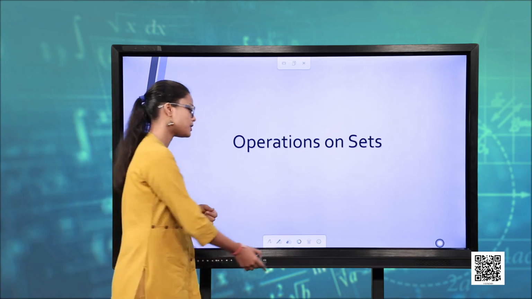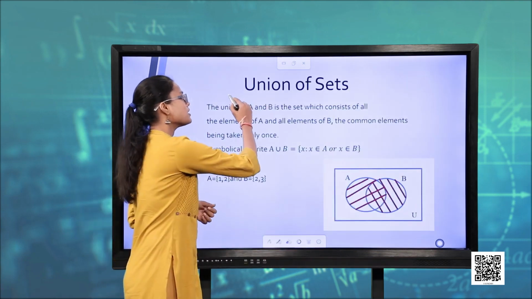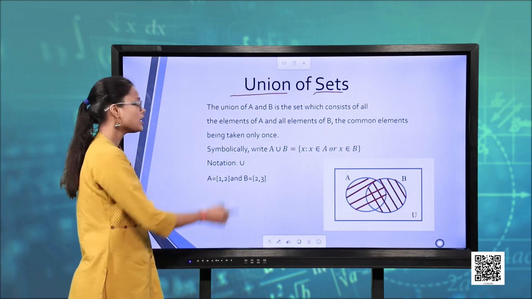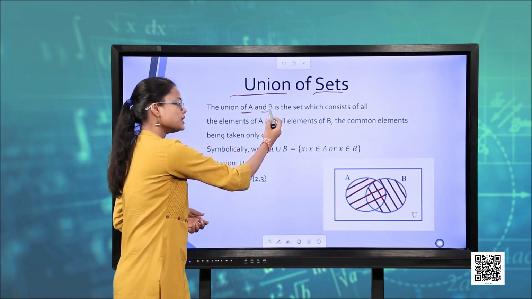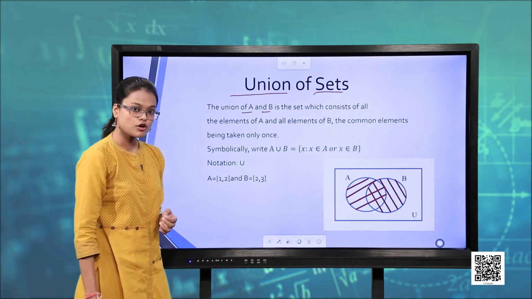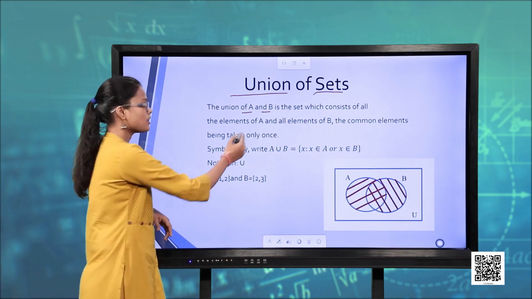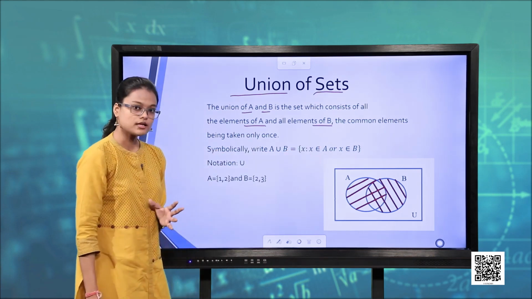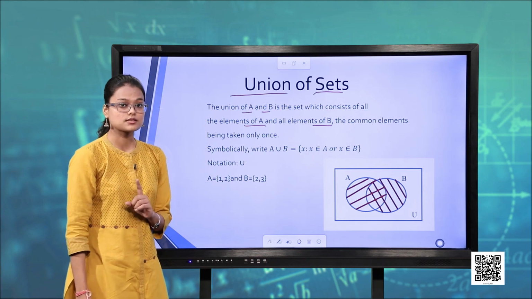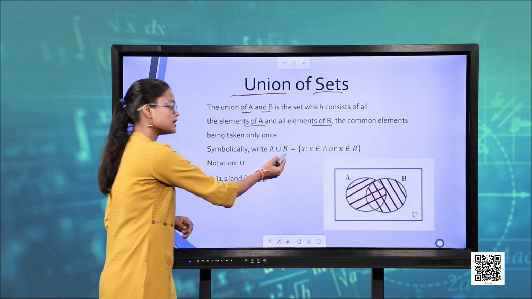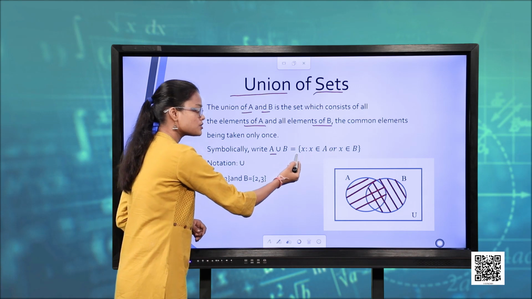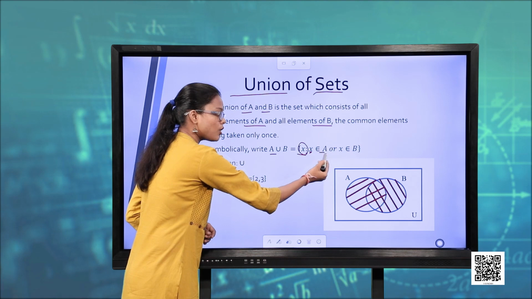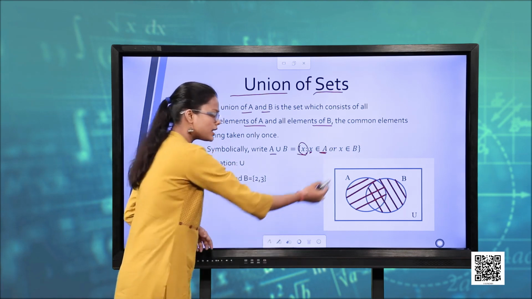The first operation that we are going to study is union of sets. What does it say? The union of two sets A and B is the set which consists of all the elements which are in A as well as in B. The common elements are taken only once. Symbolically, A union B is equal to the set of all those elements x where x belongs to A or to B.